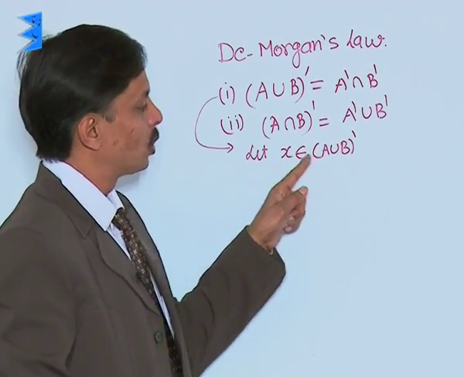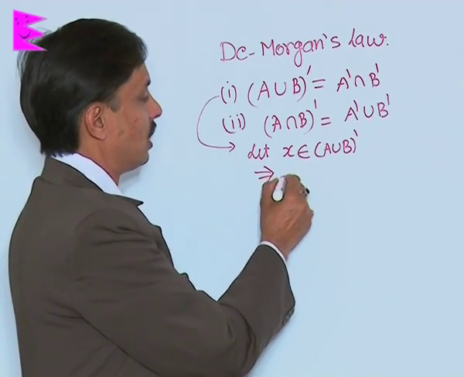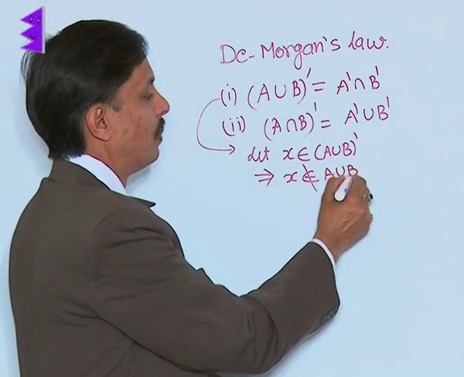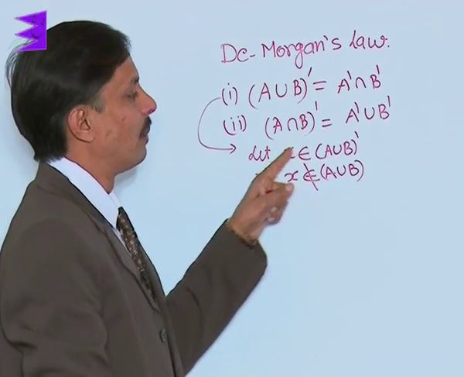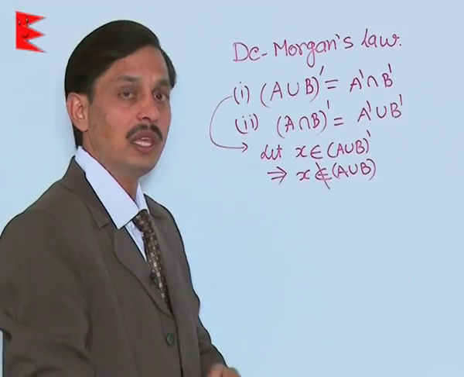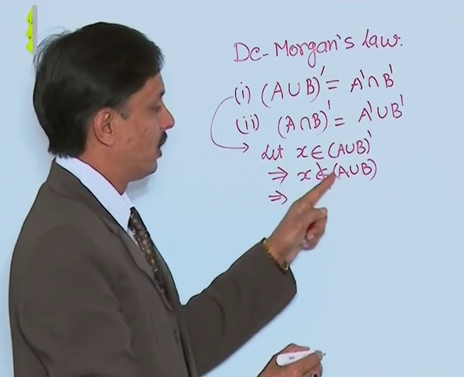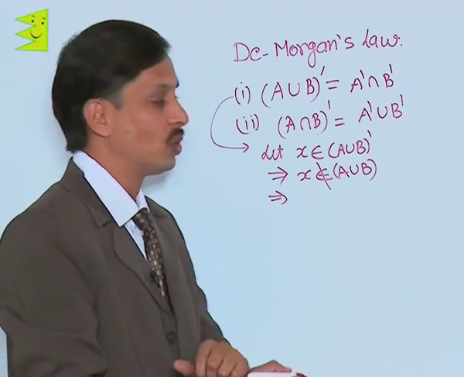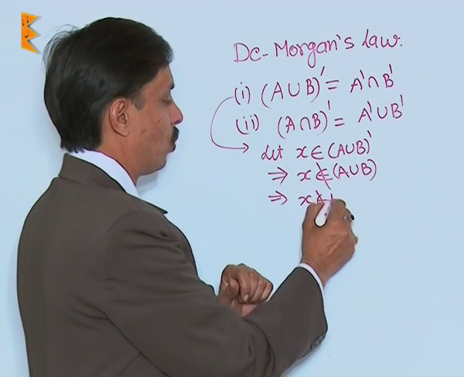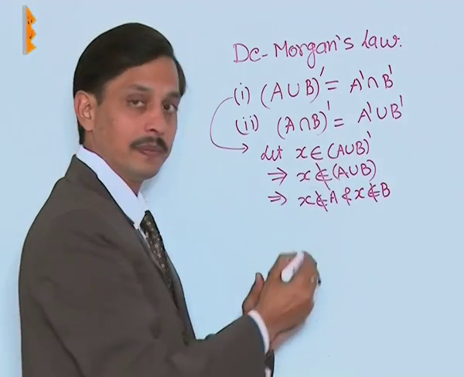If X belongs to (A union B) complement, what does this imply? This implies X does not belong to A union B, because if any element is in the complement, the element will not be in the set. It means that if an element is not in the union of the two sets, then neither X belongs to A nor X belongs to B.